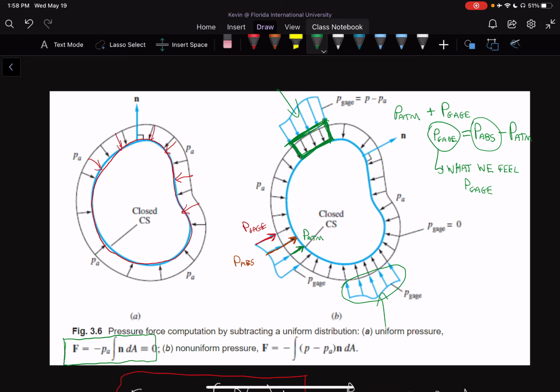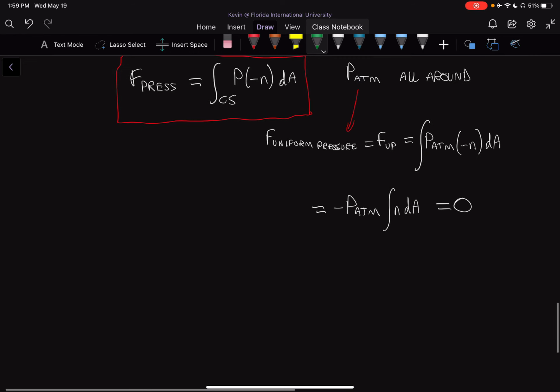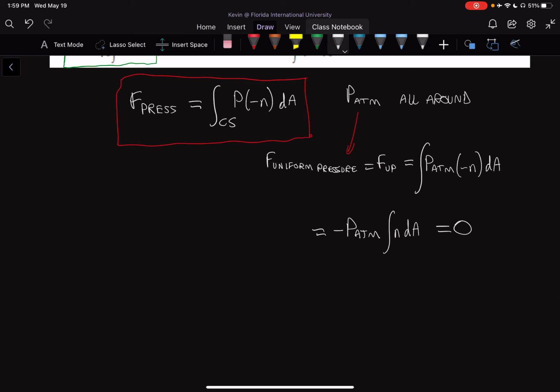We don't feel P absolute because P atmospheric is canceled out by the rest of the atmosphere touching any other side of that control surface. So a control surface only feels the gauge pressure, or the change in pressure that is being applied. And so we can write that whenever we have a different pressure than atmosphere, our force of pressure in our system is equal to the integral over the control surface of pressure minus P atmosphere.